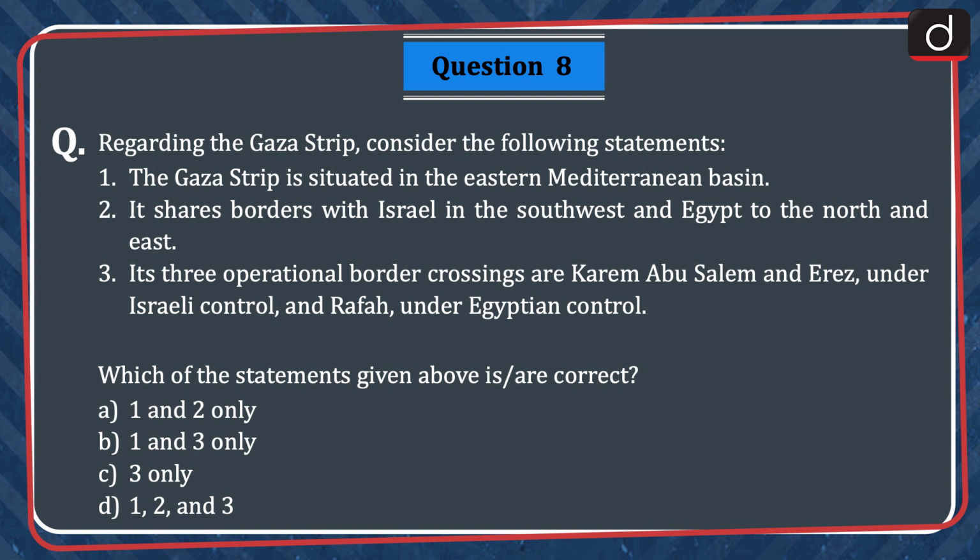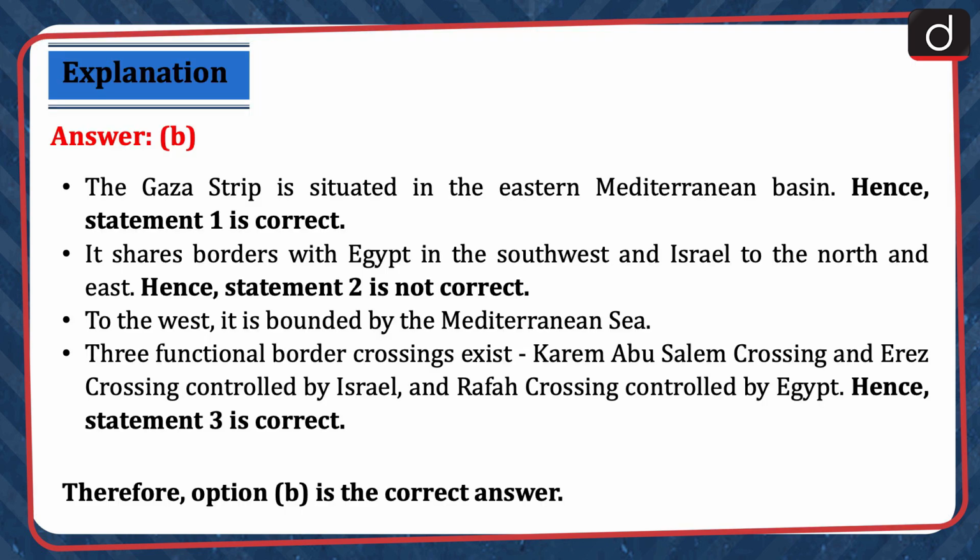The correct answer is option B, 1 and 3 only. The Gaza Strip is situated in the eastern Mediterranean basin. Hence, statement 1 is correct. It shares borders with Egypt in the southwest and Israel to the north and east. Hence, statement 2 is not correct. To the west, it is bounded by the Mediterranean Sea. 3 functional border crossings exist: Karem, Abu Salim crossing and Erez crossing controlled by Israel and Rafah crossing controlled by Egypt. Hence, statement 3 is correct. Therefore, option B is the correct answer.